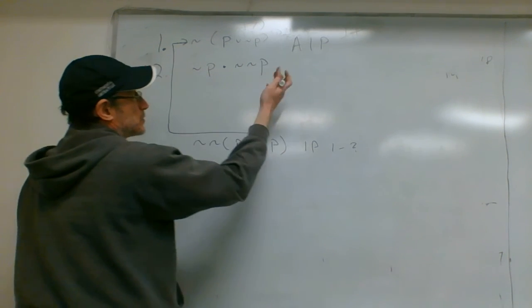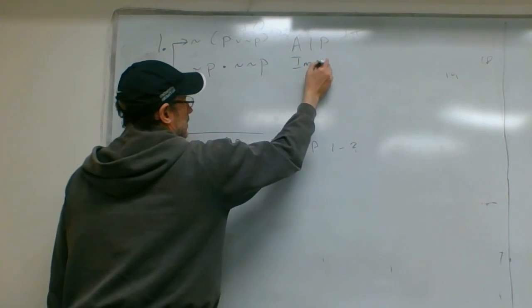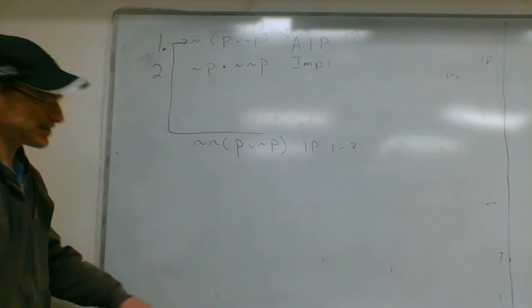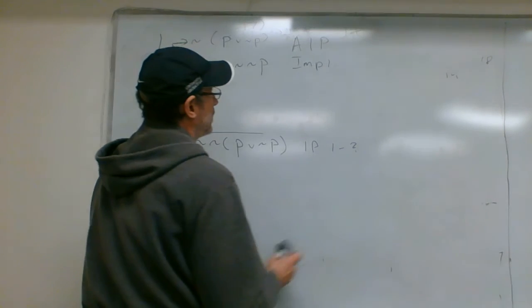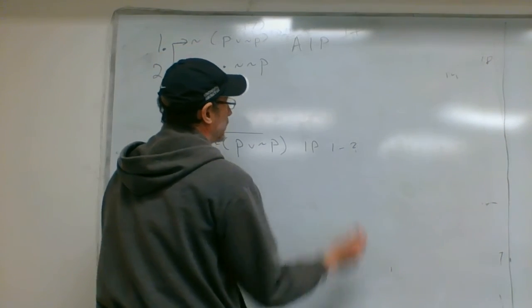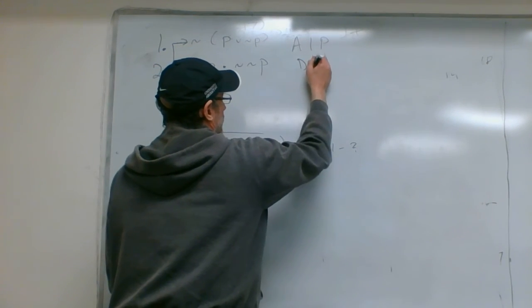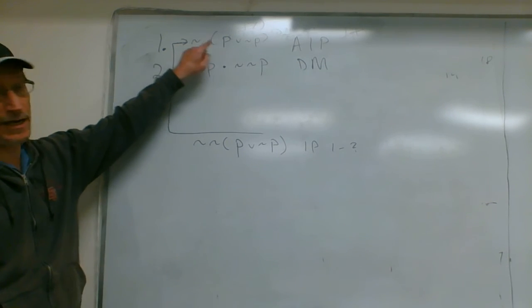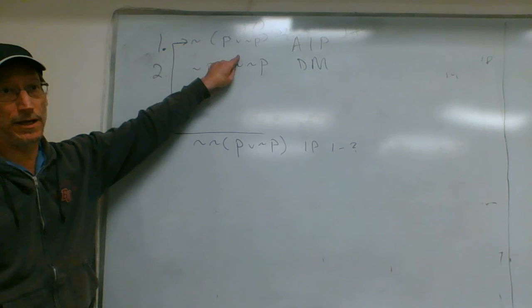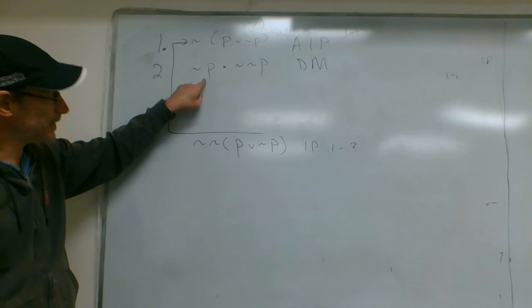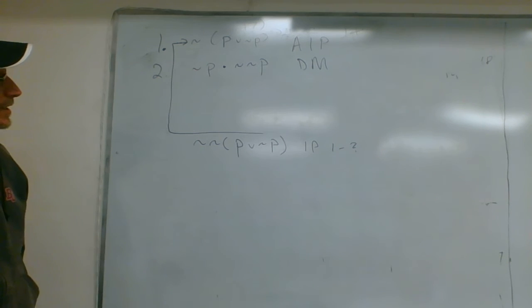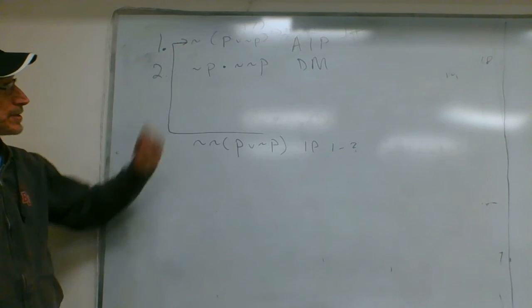It goes right to a contradiction. By implication, remember the rule of implication? You can, this is not implication, what I'm talking about. This is De Morgan, sorry about that. De Morgan allows you to say, it's not the case that either P or not P. So I'm saying, well, it's not the case that P, and it's not the case that not P. So right here we have a contradiction.